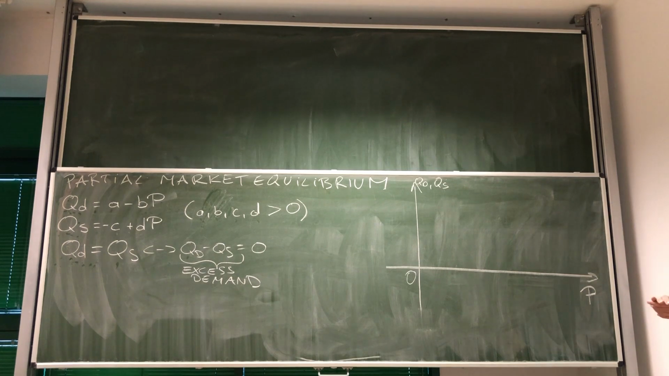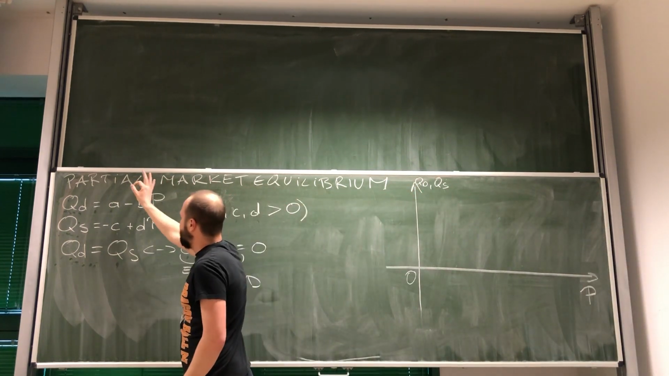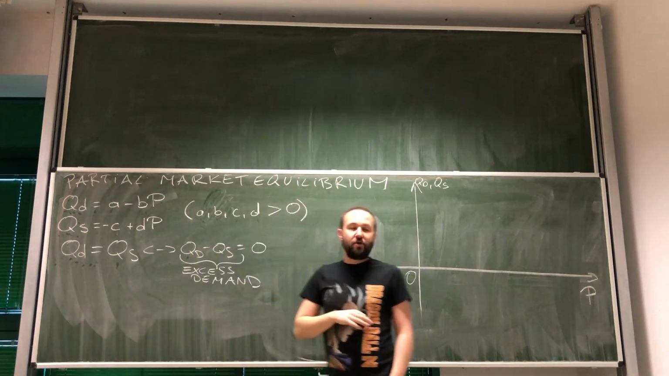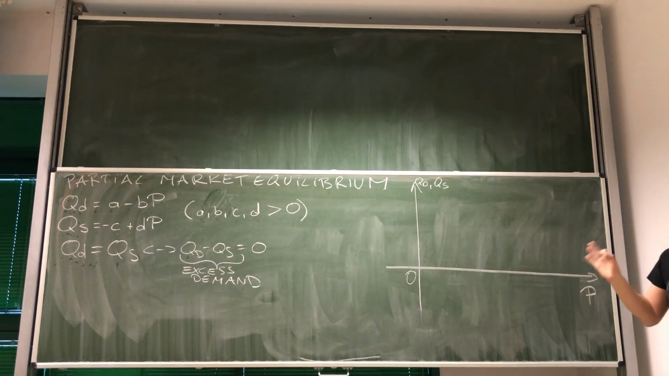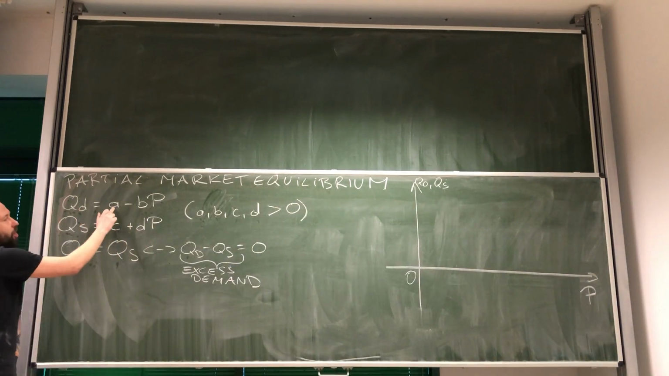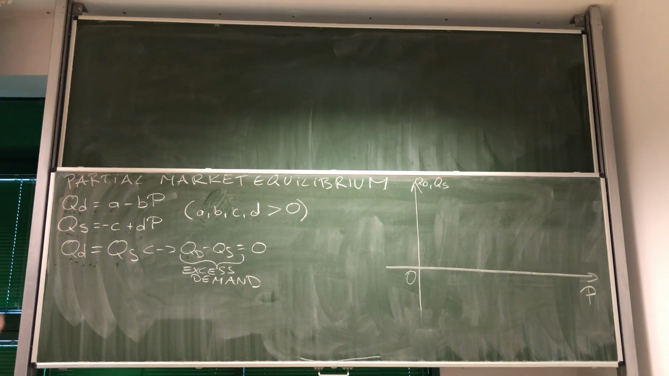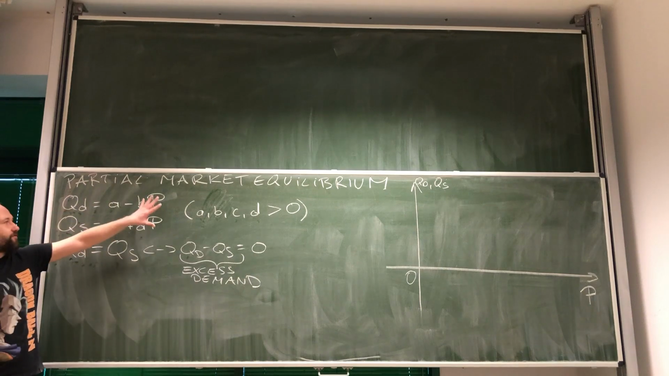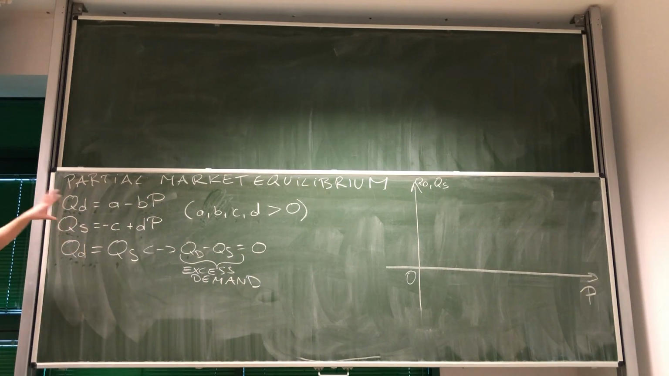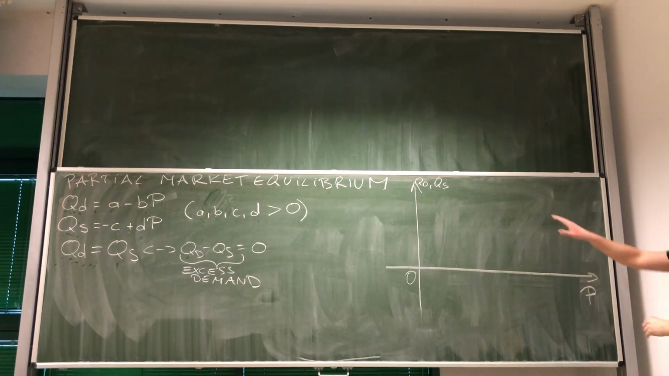But what about A, B, C, and D? Those are given. We are not trying to explain why they are like this in this model. We are just simply assuming that they are there. And we can now clearly see that A and C are constants, while B and D are just parameters.